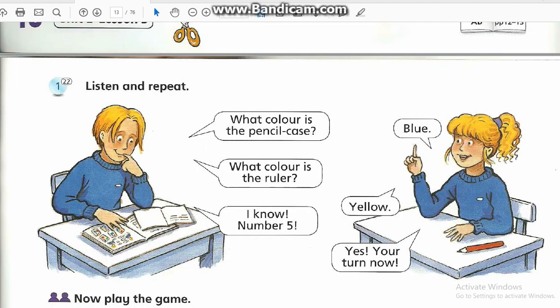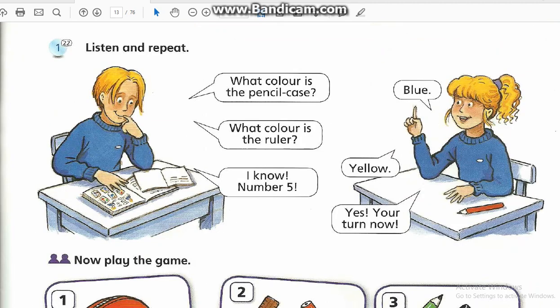Unit 2, Listening 22. Class Book, page 11. Listen and repeat. What colour is the pencil case? Blue. What colour is the ruler? Yellow. I know! Number 5! Yes! Your turn now.